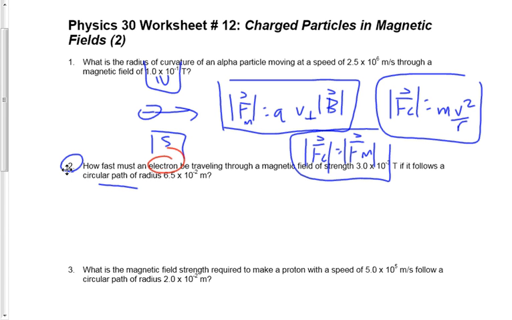Good. That's the one I'd try first as well. Fc is equal to Fm. I told you guys yesterday that generally, if you see the word radius in the question, in the context of a charged particle in a magnetic field, then you're going to try Fc is equal to Fm. Doesn't mean it's going to work, okay, but at least it's worthy of trying.